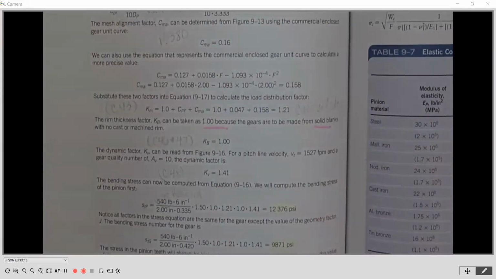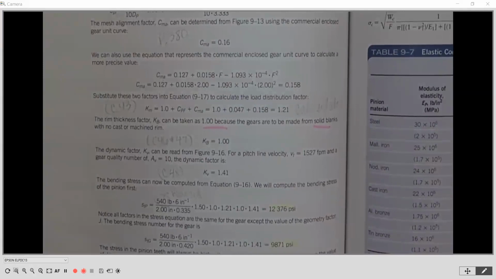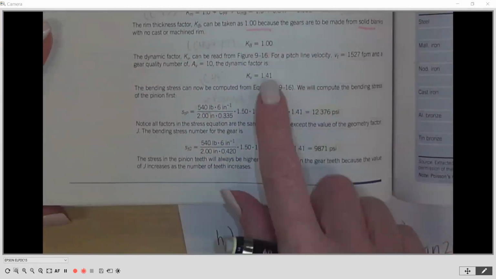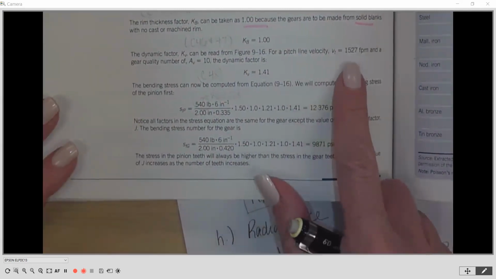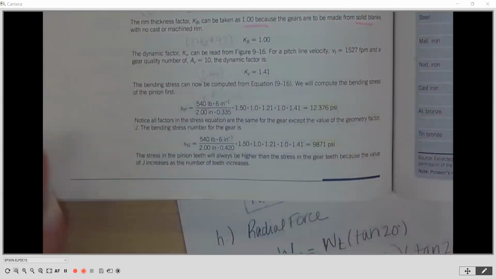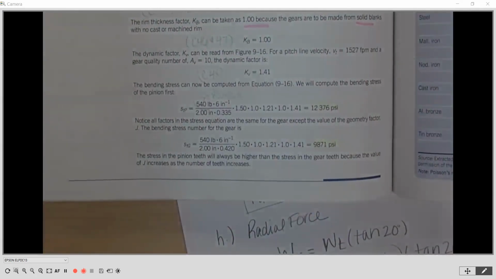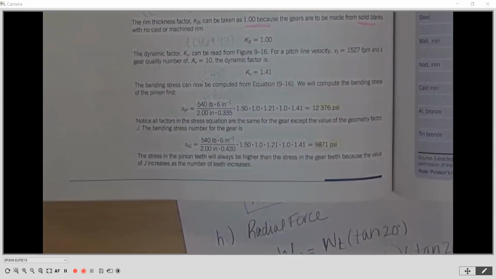Okay, so let's get back to our chart. So we've got our KB factor. Now we're going to go to KV. So KV is our dynamic factor. And this is going to have to do with our pitch line speed and how accurate our gears are. This is kind of like how much vibration or how little vibration we're going to have in our gear set.